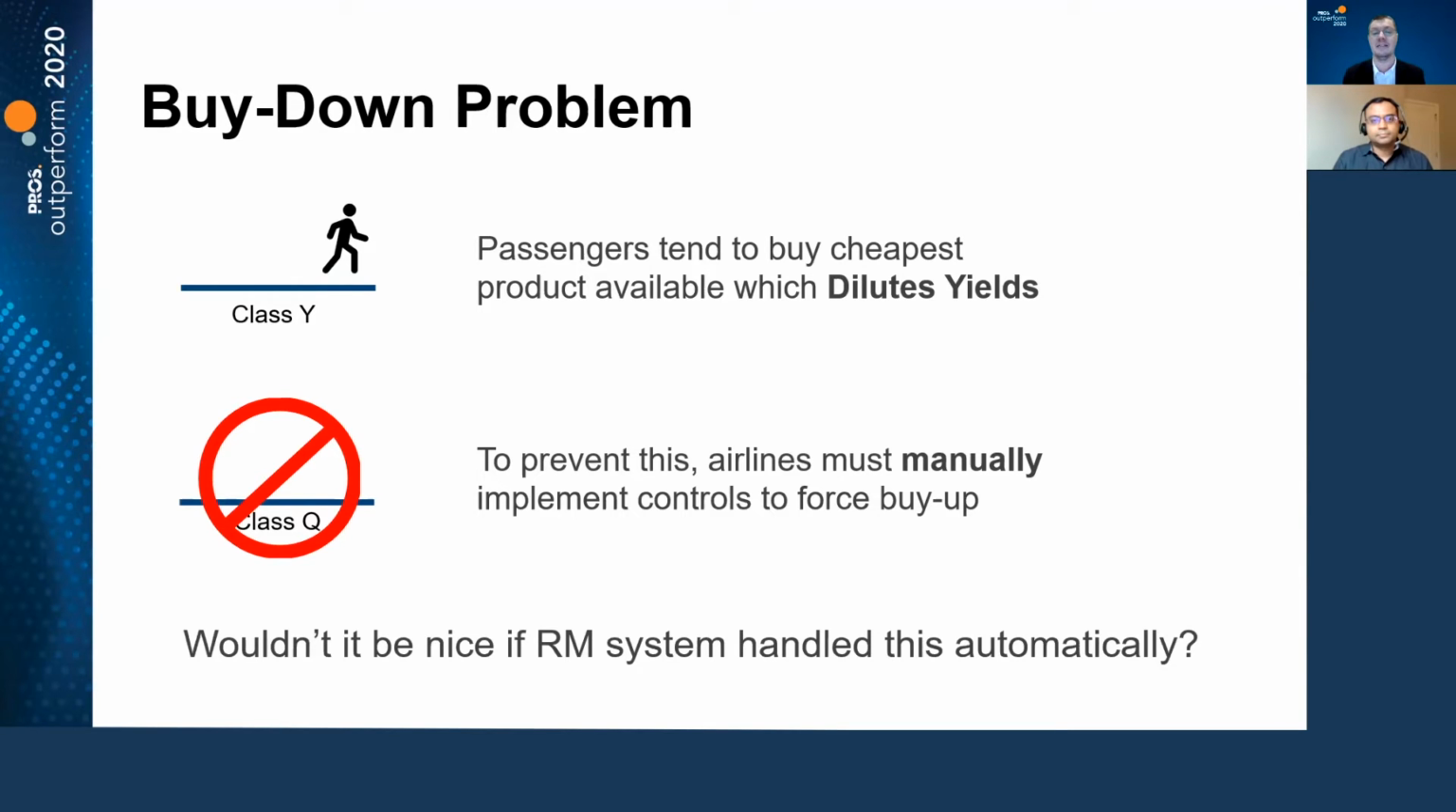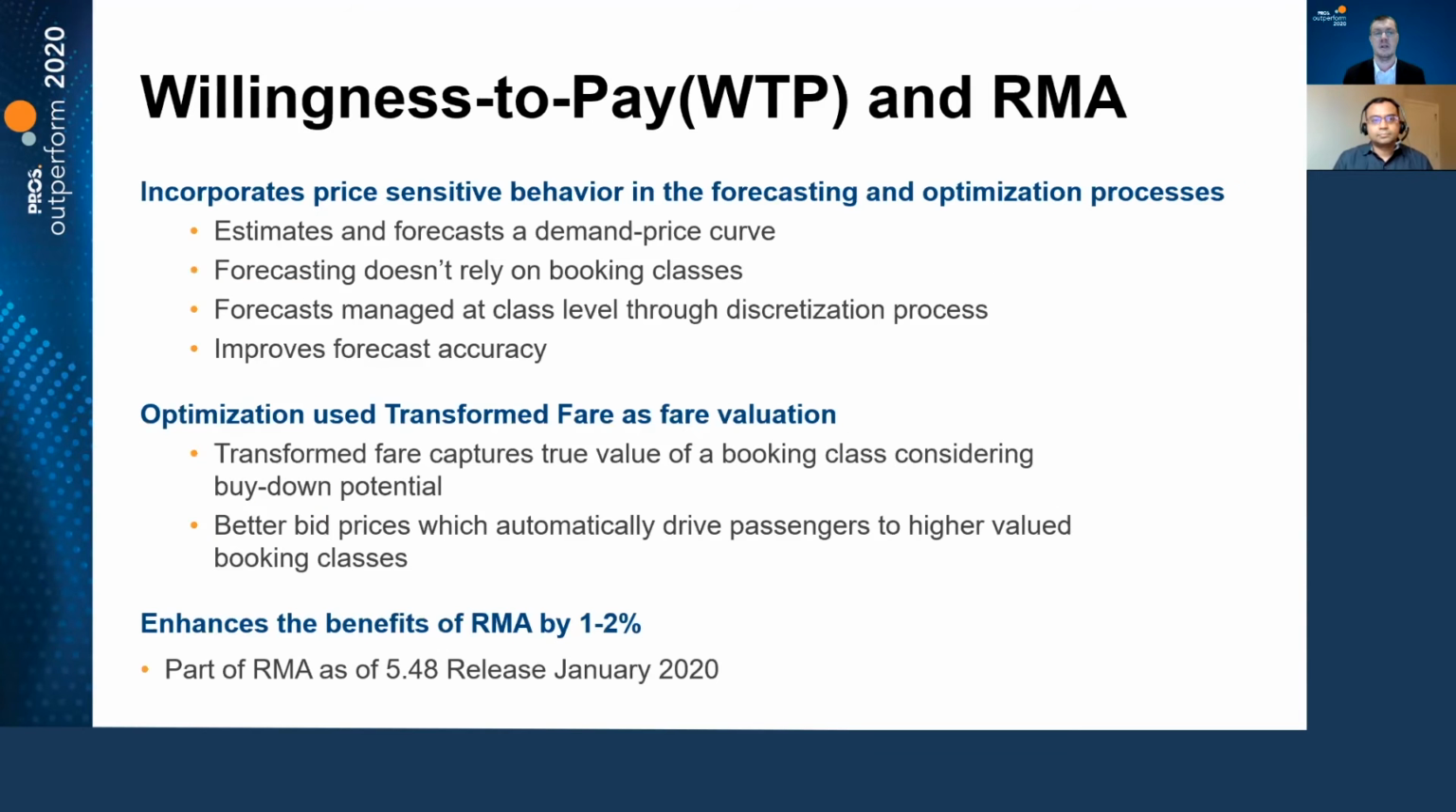However, wouldn't it be nice to have some kind of RM system that handles this automatically? This can also be done more scientifically, as today's controls tend to be based upon load factor or advanced purchase restrictions. This is where willingness to pay comes in. Again, this is a new forecasting and optimization process which incorporates the price-sensitive behavior into that forecasting procedure. So it estimates and forecasts a demand price curve, so that the correlation between the demand at different price points is baked into that process.